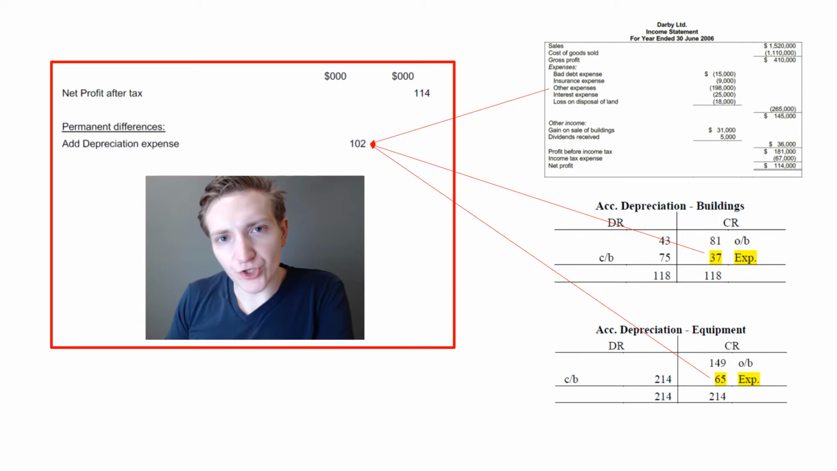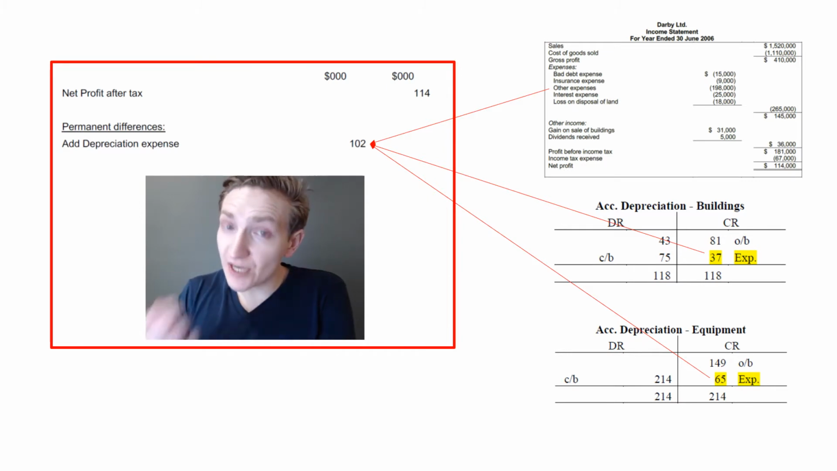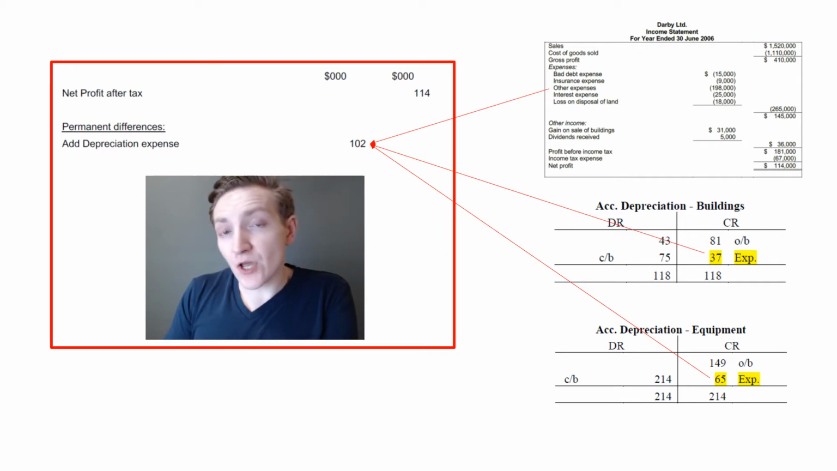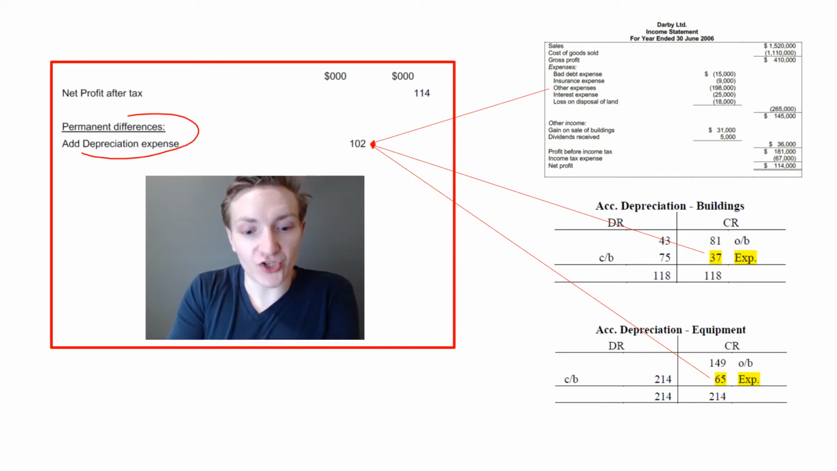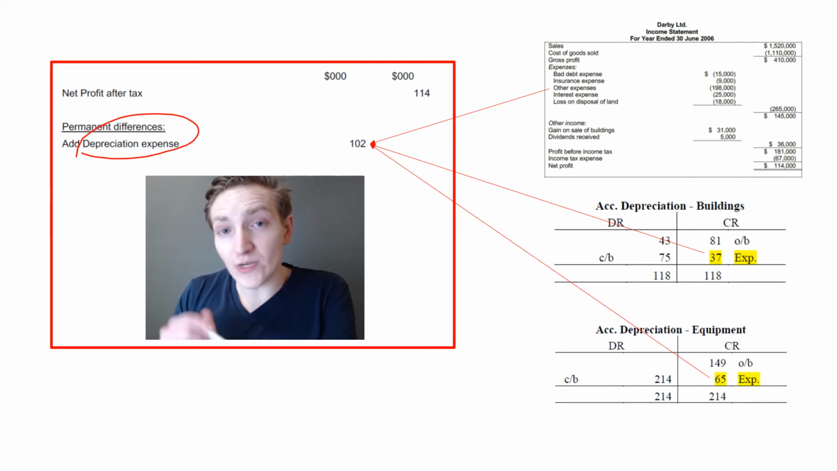So the next thing we need to do is add back the permanent differences. The permanent differences basically reflect things that are in our income statement, but are definitely not cash flows, and therefore need to be added back, or depending on what you're needing to do, subtracted off. Often it's going to be added back. So the first one we'll start with is the most obvious of these, which is depreciation. Now to get the depreciation, we need to add back our depreciation expense.